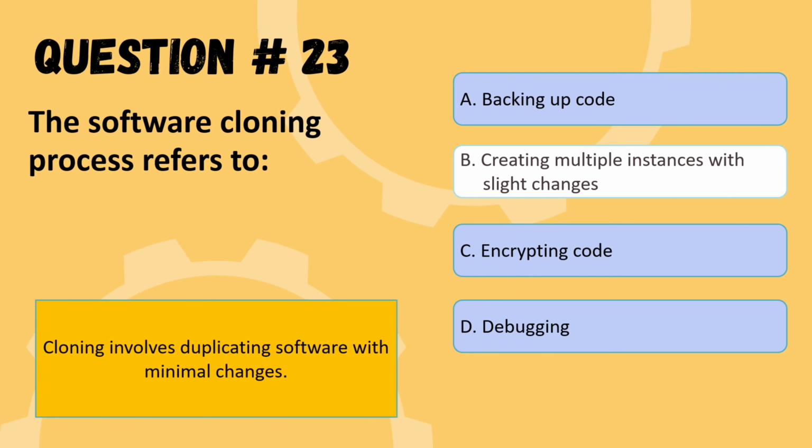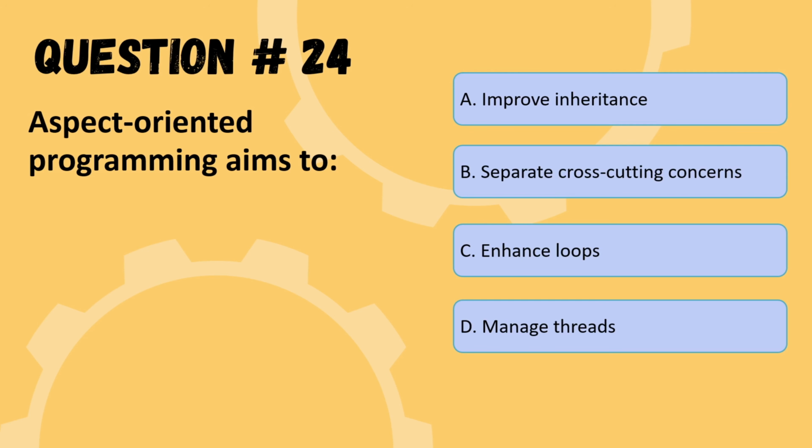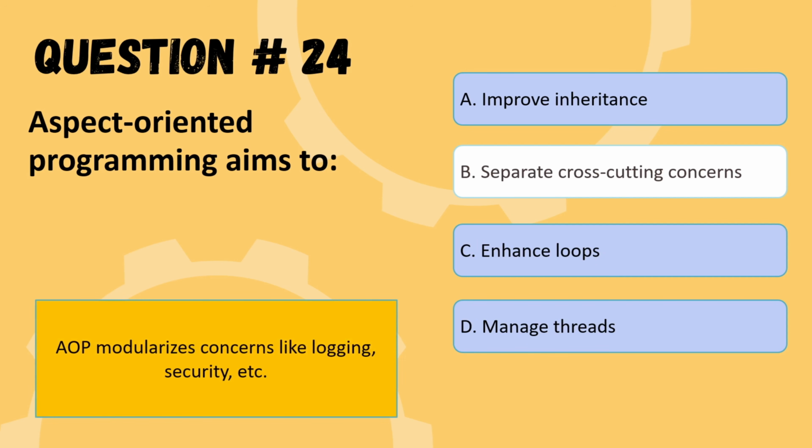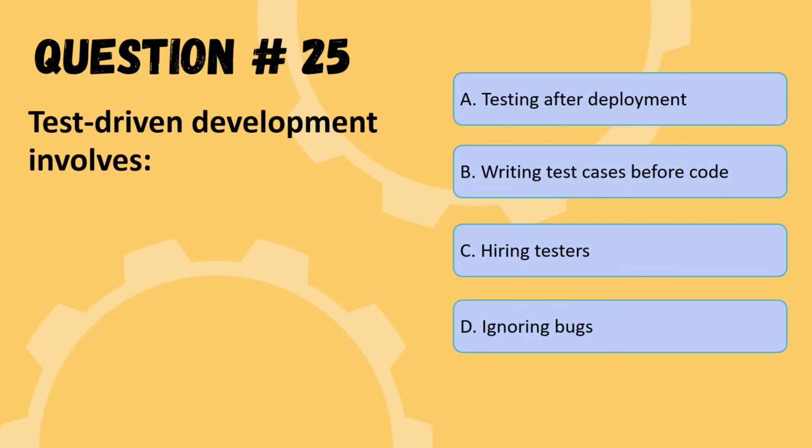Now we are moving to the next question. Next question is, aspect-oriented programming aims to improve inheritance, separate cross-cutting concerns, enhance loops, or manage threads. So the correct option is separate cross-cutting concerns. Now we are moving to the next question. Next question is, test-driven development involves testing after development, writing test cases before code, hiring testers, or ignoring bugs. So the correct option is writing test cases before code.